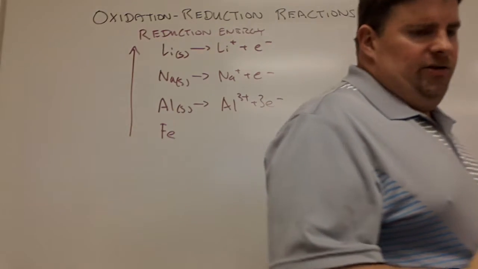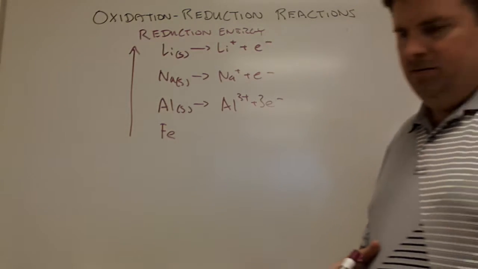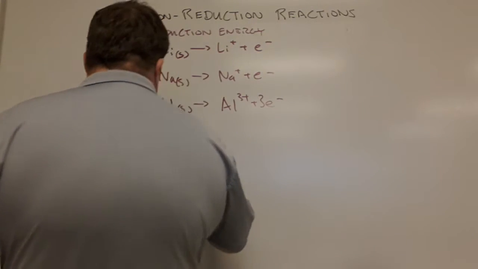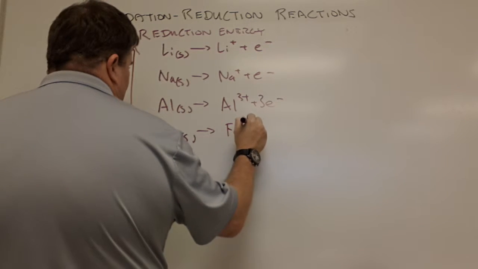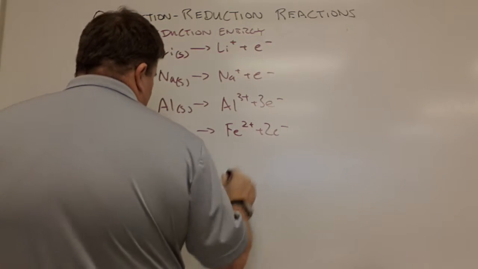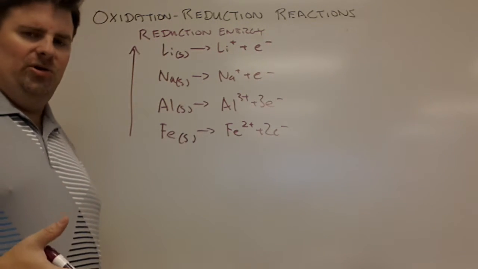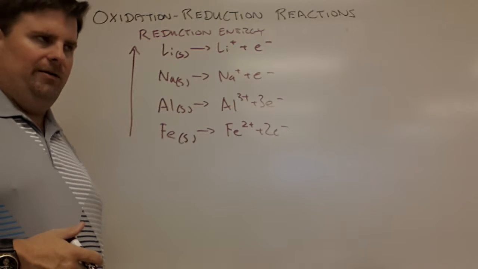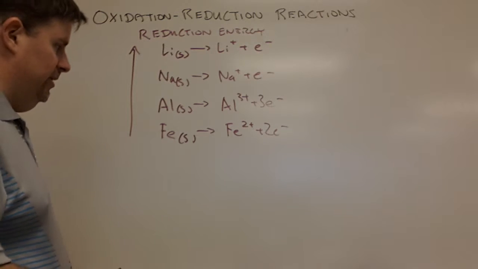And if you look at the values for iron itself going to iron 2 plus, it is going to be lower than the aluminum. And that's going to release 2 electrons. There's also iron 3 plus. It's not on the table in some books, but there's always a larger table for this activity series in the appendix of most of the books that we deal with.